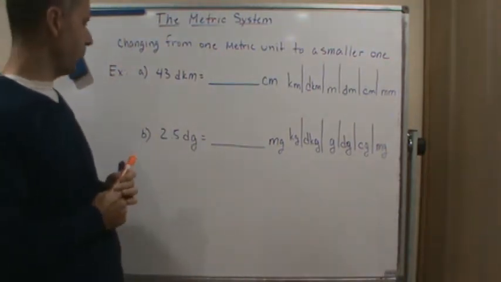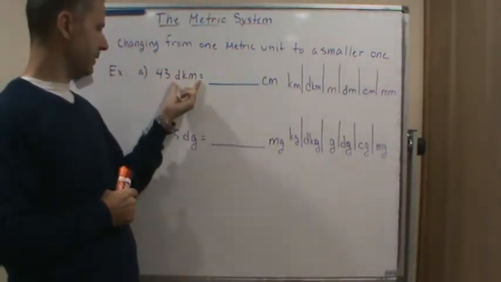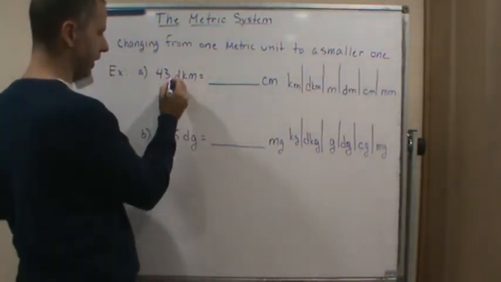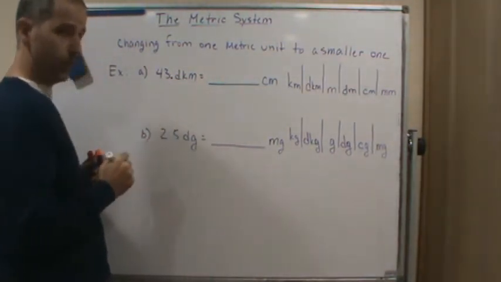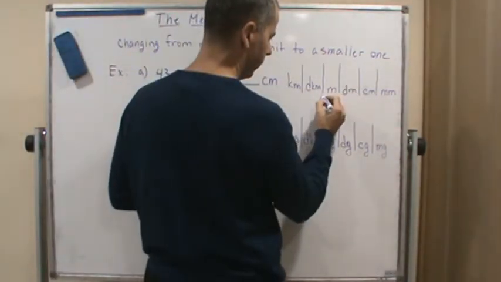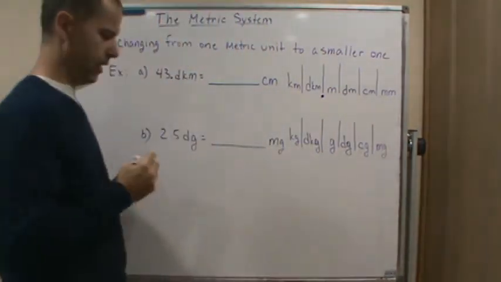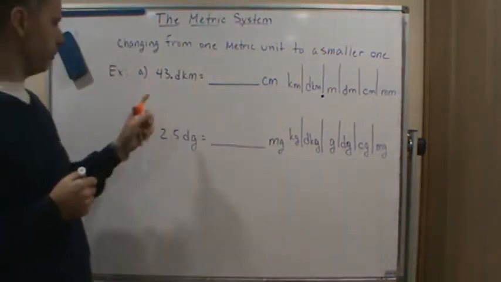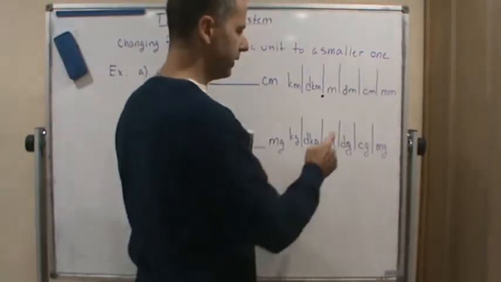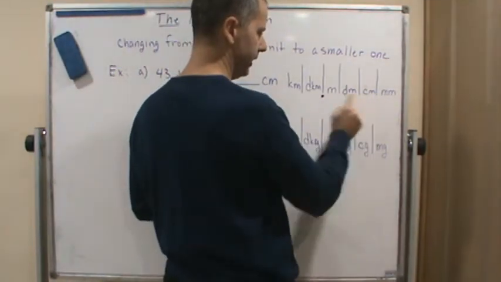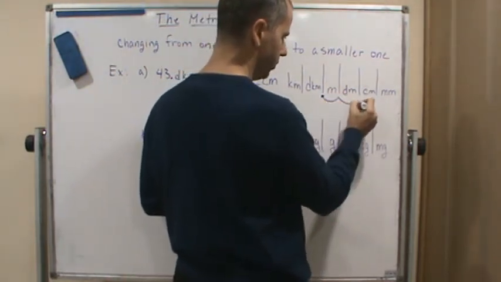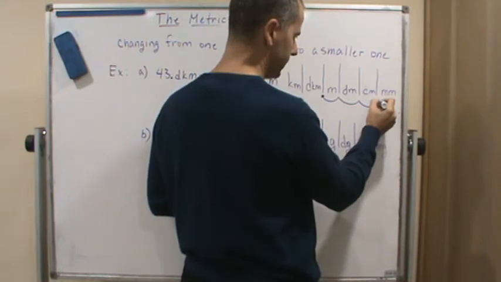So in this case, we want to start with 43 decameters. Because the decimal point is assumed to be right there, we want to put the decimal point right there on our chart. And we want to go from decameters to centimeters, so we want to go over here. We want the decimal point to go from here to here. That means we're going to move the decimal point 1, 2, 3 spots.